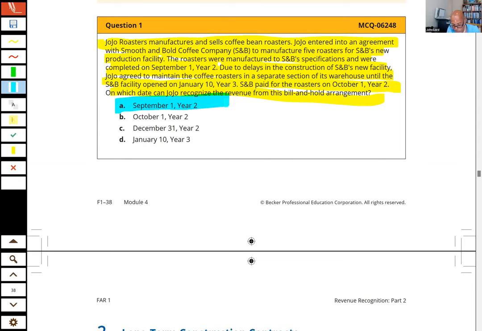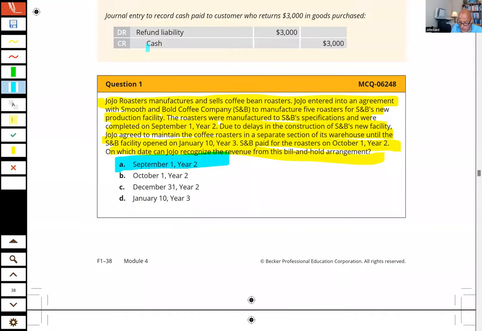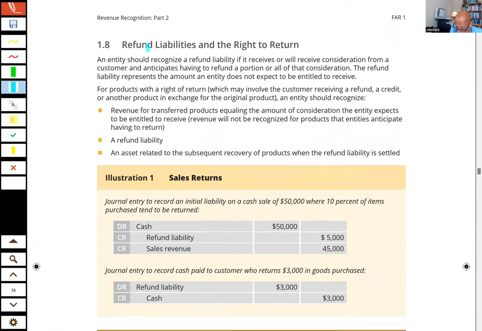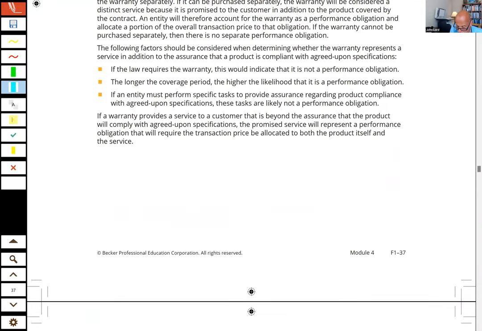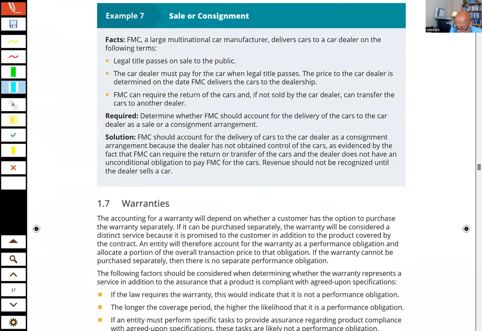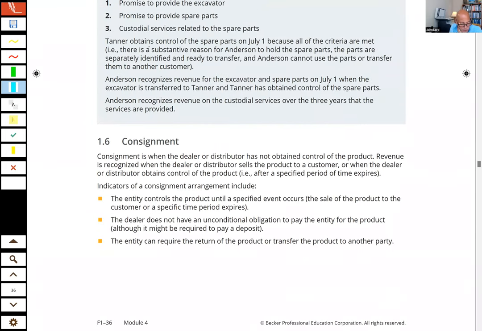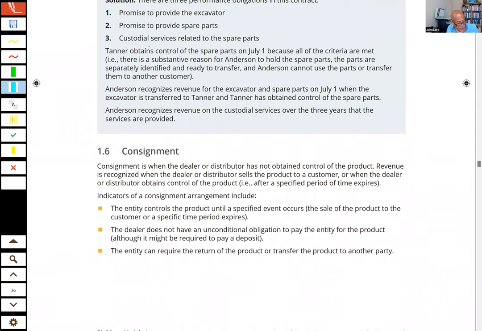Question? Okay, so I think that's a pretty straightforward question, guys. I would kind of expect that we would have gotten 100% on that, but that's okay. Okay, let's look at consignment now. I just wanted to go to that question, but let's come back now to consignment.